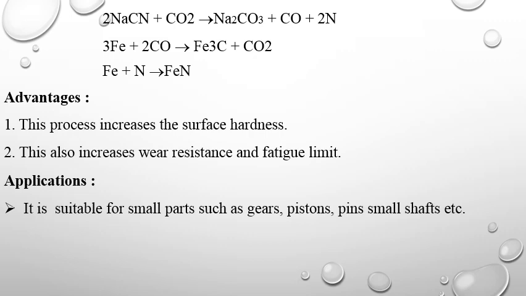Iron will again react with carbon to give iron carbon plus carbon dioxide. Iron plus nitrogen gives iron nitride. The advantage is that it increases surface hardness, wear resistance and fatigue limits. Application: it is suitable for small parts, gears, pistons, etc.